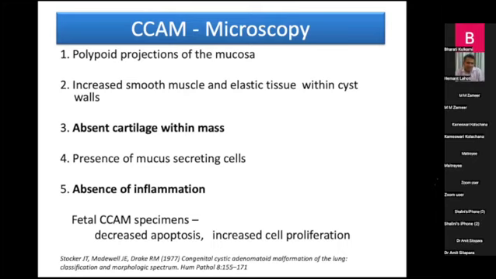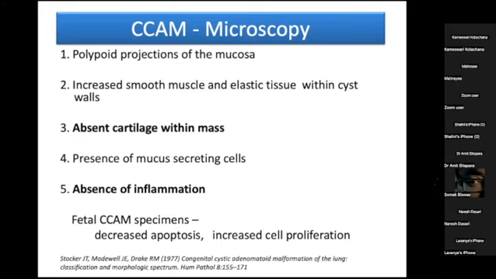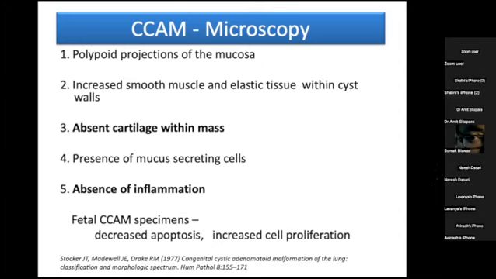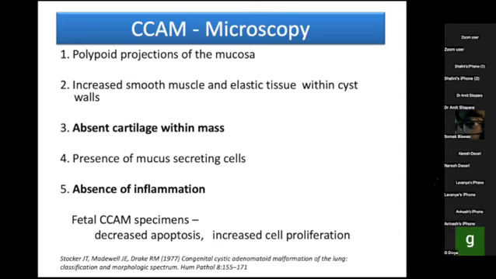They have some typical microscopic features. They have polypoid projections of the mucosa. The smooth muscle content within the cyst is increased. And one important feature is absence of cartilage within the mass. So for the postgraduates, remember, that is one of the important features of a congenital pulmonary airway malformation, that there isn't cartilage within the mass on the microscope. There is presence of mucosecreting cells. There is significant absence of inflammation. And if you look at fetal CCAM specimens, there is decreased apoptosis and increased cell proliferation. Probably there is an abnormal signaling of the alveolar cells, which increases their proliferation.